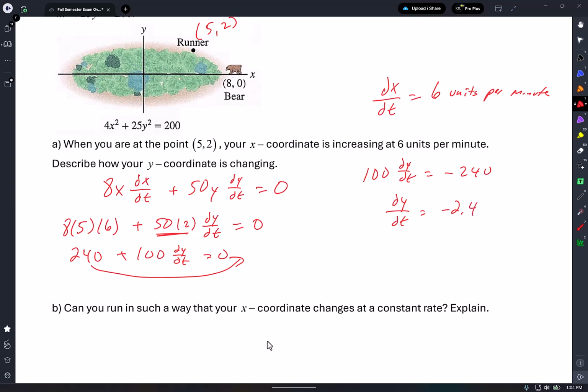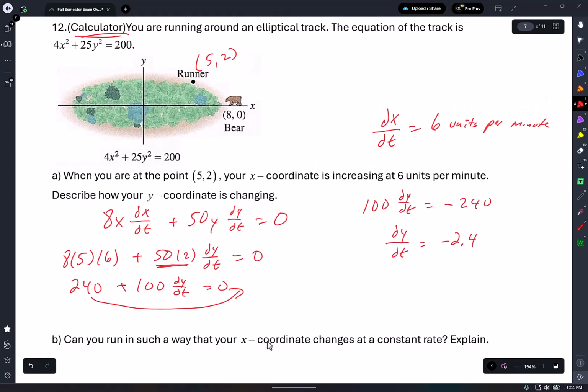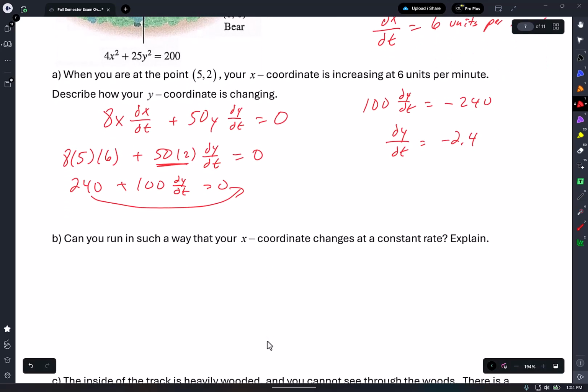And that makes sense, guys, because dx/dt being 6 units per minute means you're moving right on this track, because you can either move right or up and down. And if you're moving right, then you're moving down as well, because you're on this elliptical track. See? Hopefully that made sense to you guys.